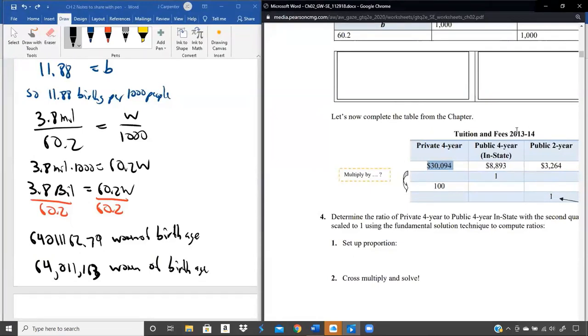In 2013 and 14, these numbers have gone way up, like tuition does. But that's okay. Old numbers are fine to understand. So what's going on with this table? What's this 1 right here? What's this 100 right here? What's this 1 right here? Ignore this multiply bit for a second.